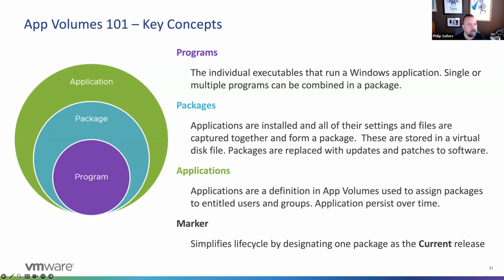So what's great about app volumes is it gives you a workflow that helps you to update and publish changes and revisions to your software. To do that, you have to understand these three layers. So when you talk about app volumes, there's the concept of an application. That's the big bubble. The application is a record inside of App Volumes Manager that identifies what we're publishing.